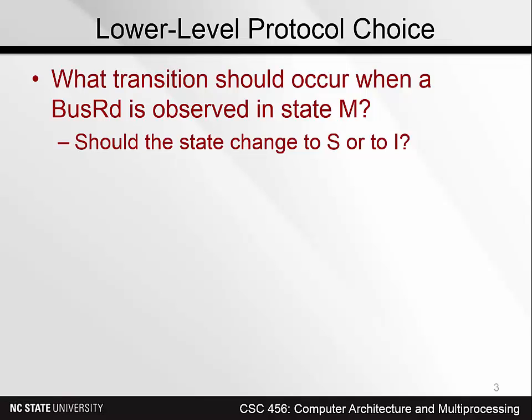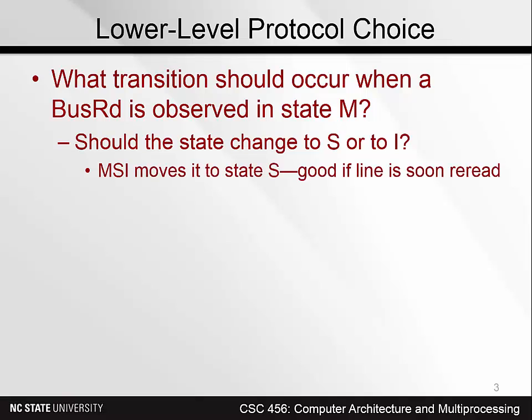If a line is in state M and the snooper notices a bus read to that line, which state should it change to, S or I? The MSI protocol moves it to state S. And that's a good choice if the processor whose access is being downgraded will reread that line soon. It won't have to refetch the data if it references it again. So it is good for data that is read a lot more often than it's written.